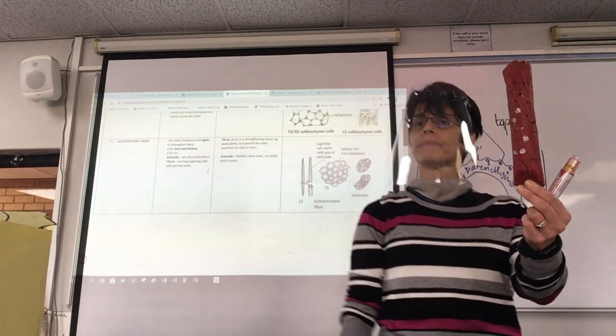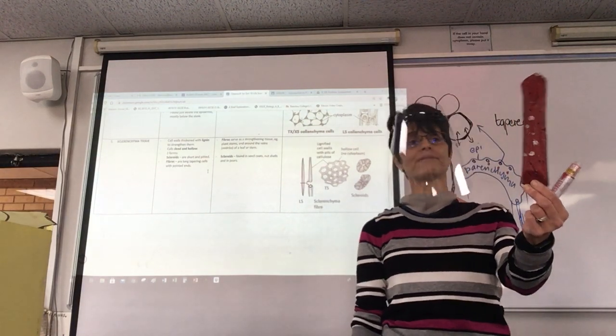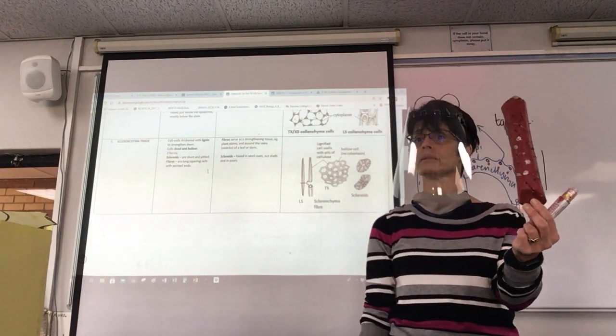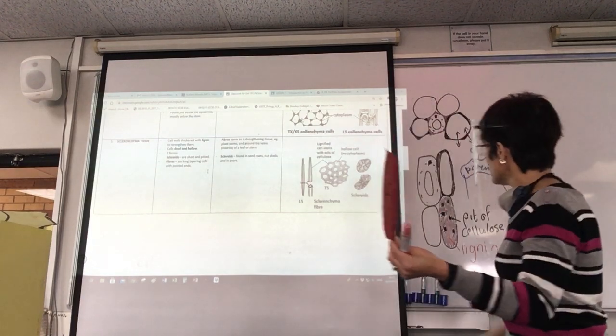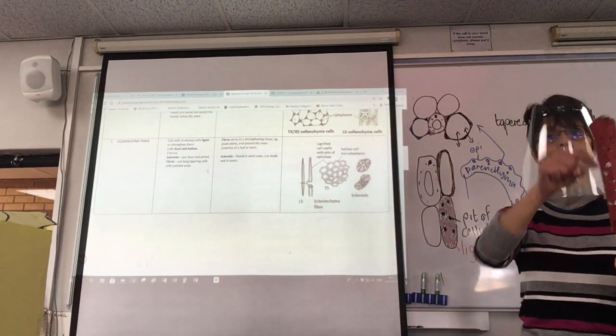All right, so that's what these cells do. What's inside? What was inside before it became a sclerenchyma cell? Cytoplasm. There was cytoplasm. But the minute there is lignin, what happens inside?